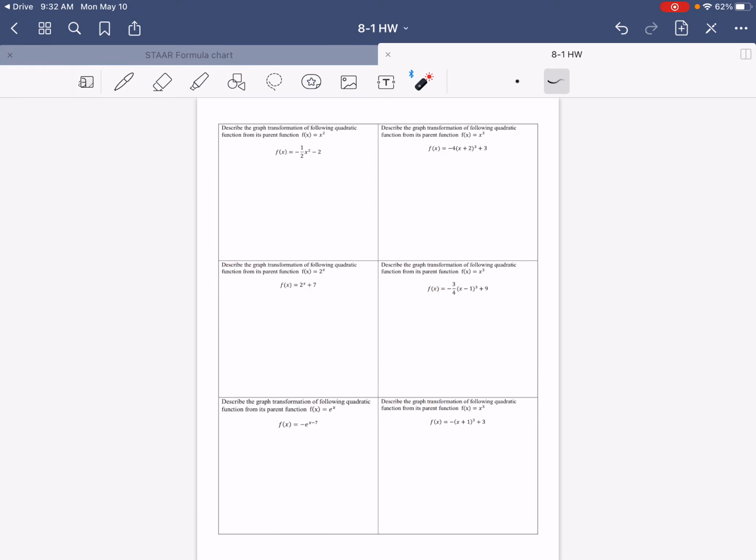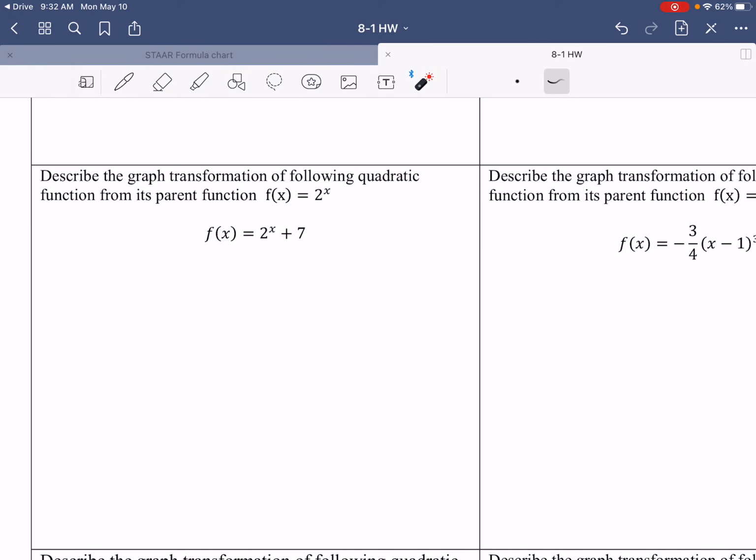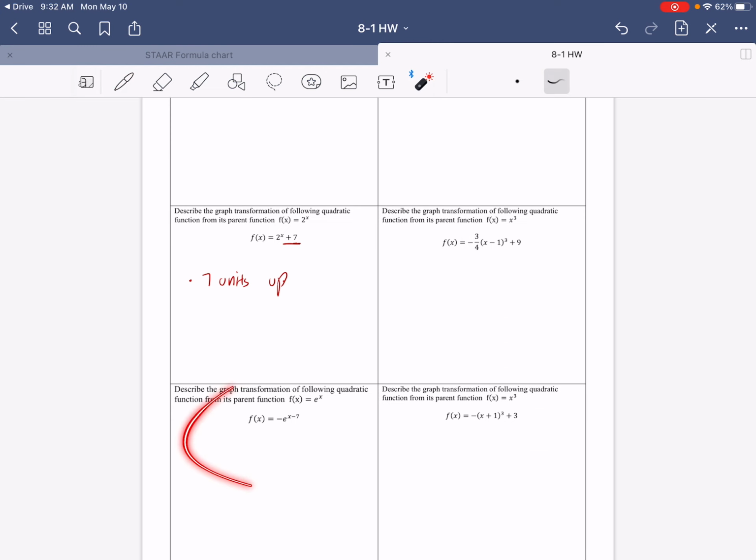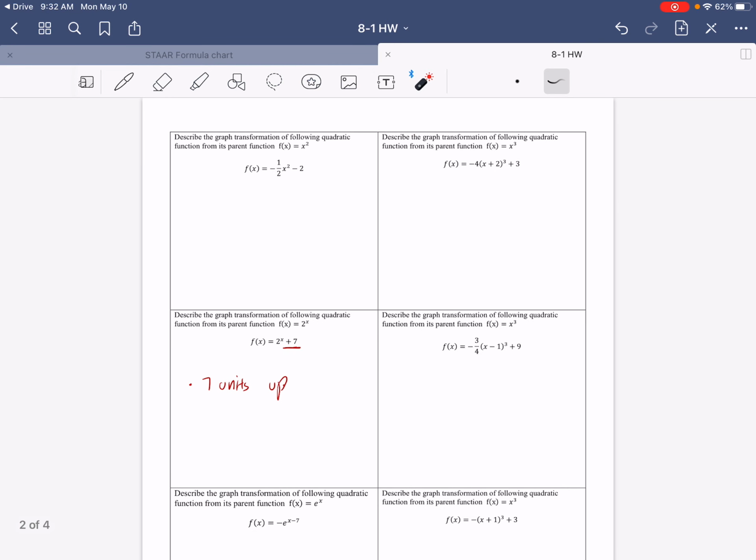Maybe this one, if you look at it, it's not compressed because this is the parent function. It's 2^x, right? So it's not stretched or compressed. We only have plus 7, so this one is 7 units up. And that's it. Okay, so keep that in mind. Same thing for here. The only thing is that we start from here, and we just got -7 here and negative. So how is it gonna move? Figure this one out. Okay.